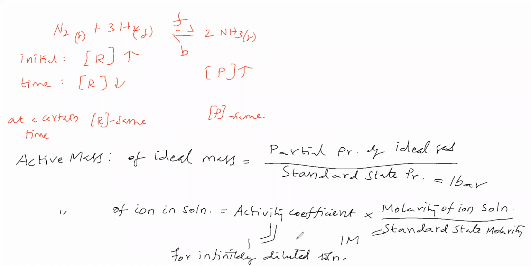So activity coefficient is equal to 1 for infinitely diluted solution. So, then what is the active mass of pure solid and pure liquid? That we'll see. Active mass of pure solid is equal to how much? In the sense 1. Similarly, pure liquid is equal to how much? In the sense 1. Active mass of pure solid and pure liquid is equal to 1.